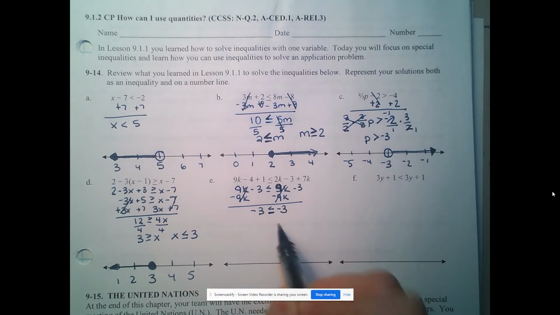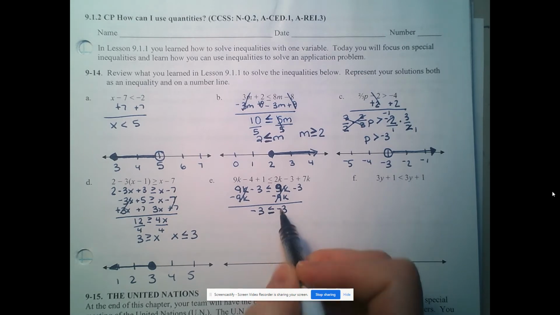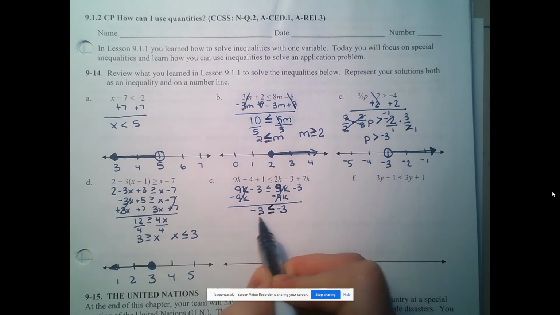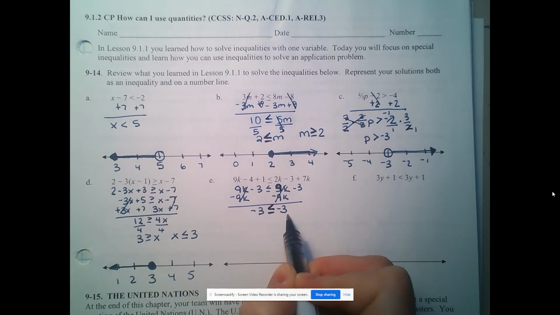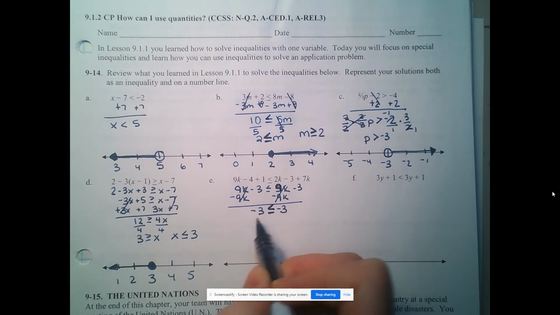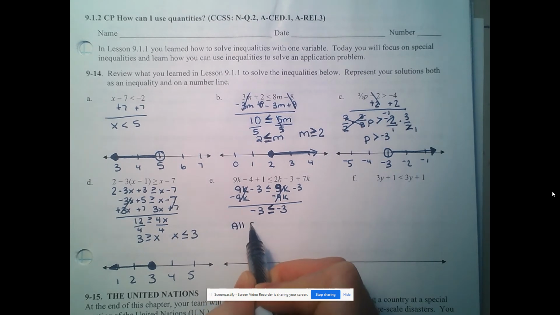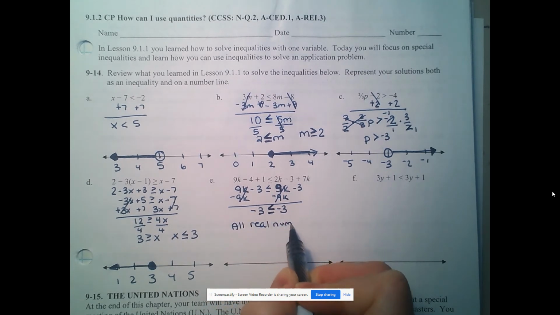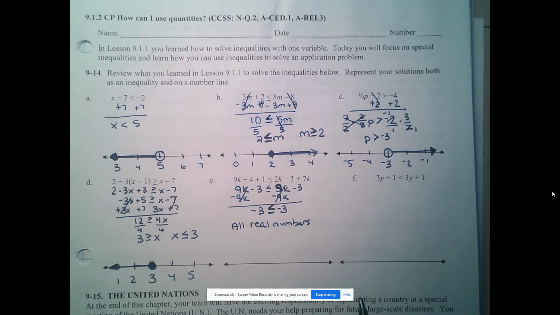So when you get to a point where you have no variables left at all, and the left side will always make the right side a true statement, negative 3 will always be less than or equal to negative 3. There's nowhere to plug anything in. You can say that the solution is all real numbers. And you have to be careful that there isn't still a variable left somewhere, like a 9k minus 8k, which is just k, that you would have to continue solving.